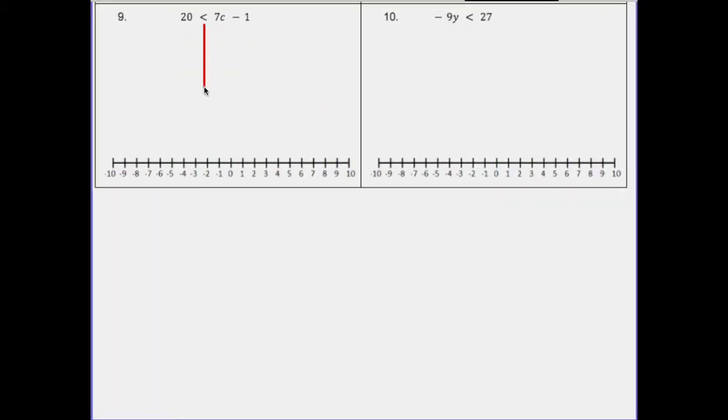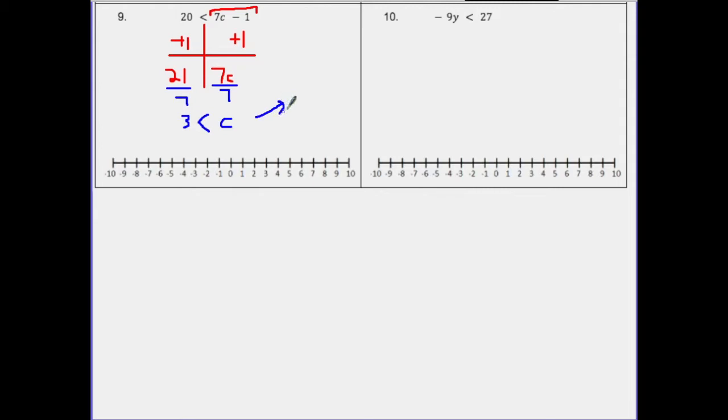All right, next one, same idea. Now the variable's on the right side, so look over here. You're going to do a plus 1. Got to do it on the same side to keep everything equal. 7c equals 21. And then we'll divide by that 7. So we'll end up with 3. And we divided by a positive number, so we're going to keep that inequality sign the same way.